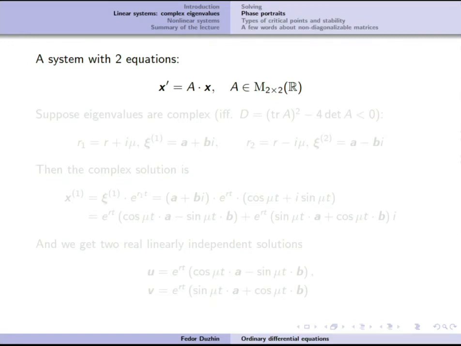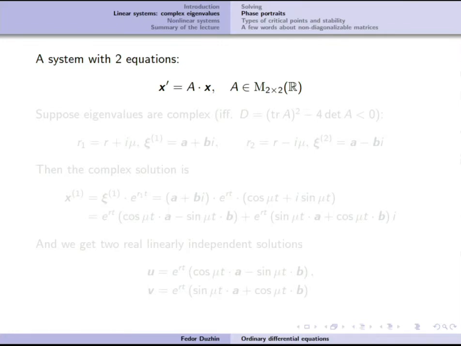Now we have seen how to solve a system of linear equations if the matrix has complex eigenvalues. So if you are supposed just to solve a system, then that's the best way to figure out the complex solution and then take its real part and its imaginary part.